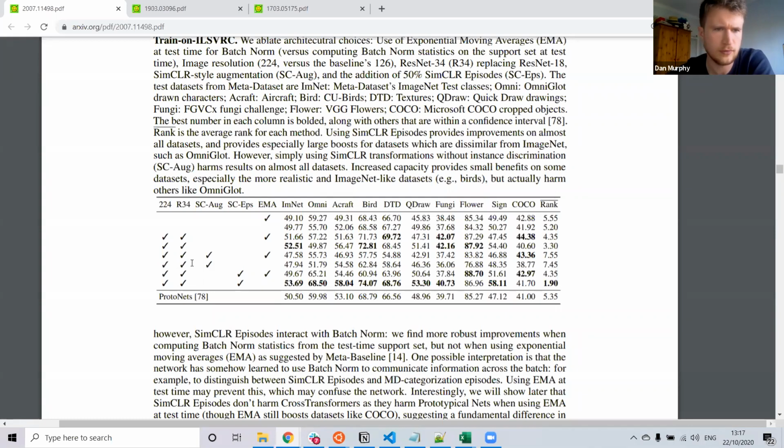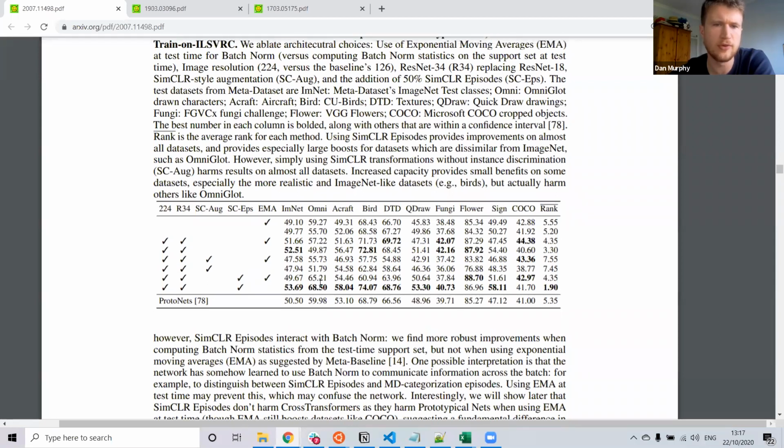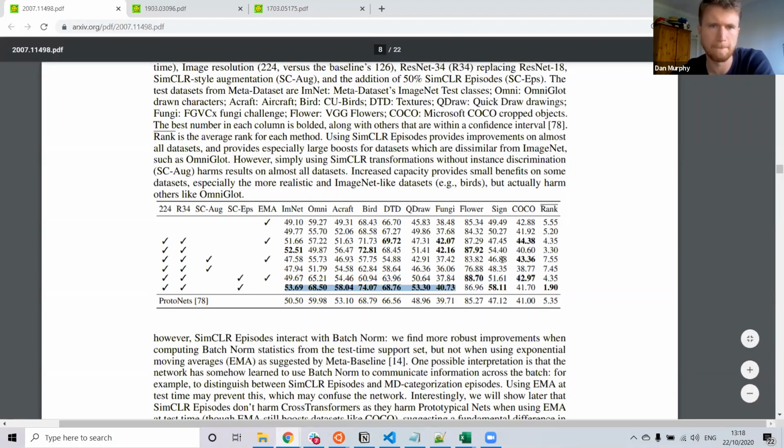And they're kind of saying that they improve things by making these changes, but not by very much. So the changes alone aren't enough to explain the improvement. But when they include their episodes, you see much better performance. So I think that's what they're trying to highlight in this table.